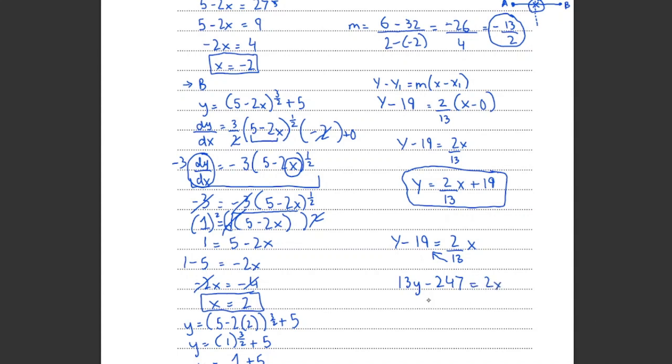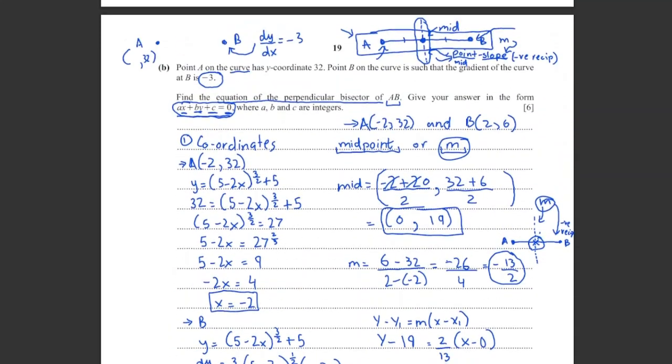So what I can do is take my 2x over to the other side. So I'll have negative 2x plus 13y minus 247 equals 0. And you can see now I have all of my x, y, and constant term on one side of the equation and the 0 on the other side of the equation. So this is basically our final answer.